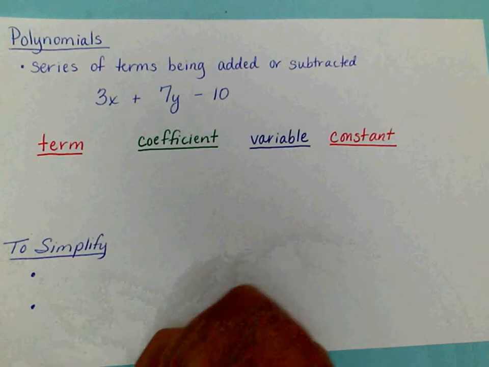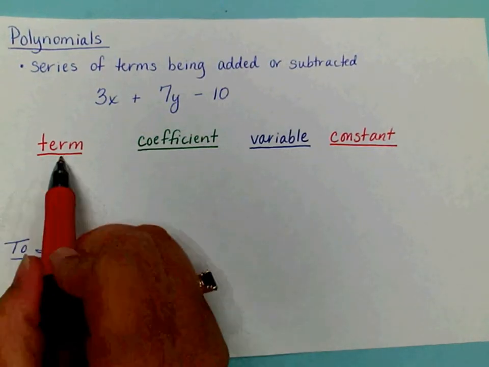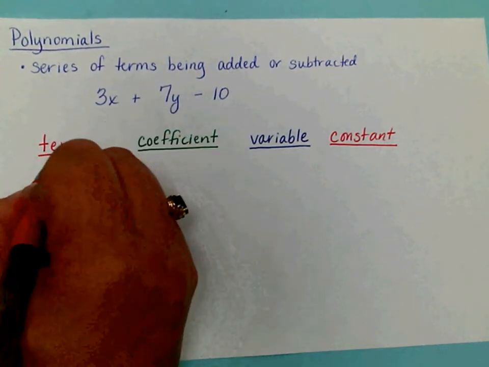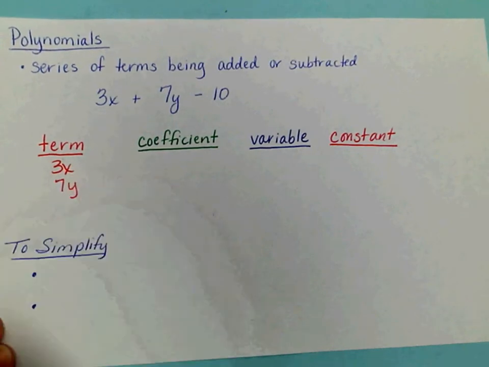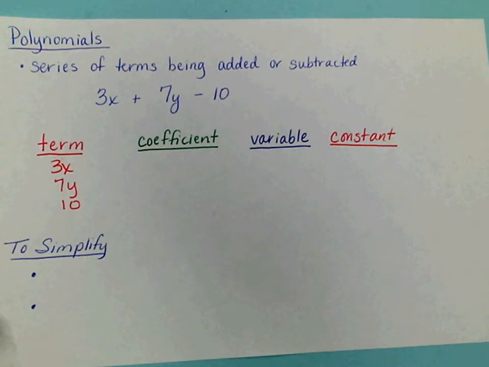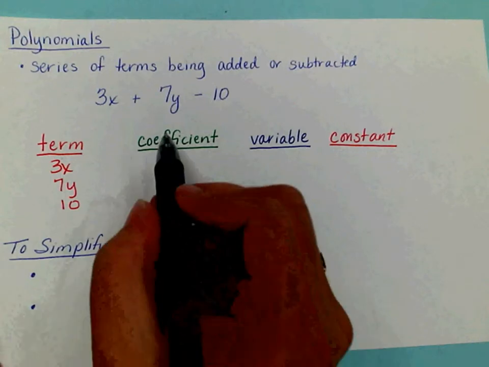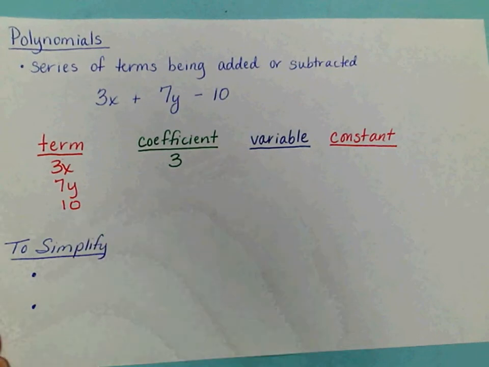Now, if you notice, there's different parts to this. So what we want to think about is anytime we're considering something that's called a term, the 3x is a term, the 7y is a term, and the 10 is also a term. But then we like to talk about those terms a little bit more specifically. So if you notice that the first term is 3x, it has a number attached to it. Well, that number that's attached to that x, that 3, is actually known as the coefficient of x.